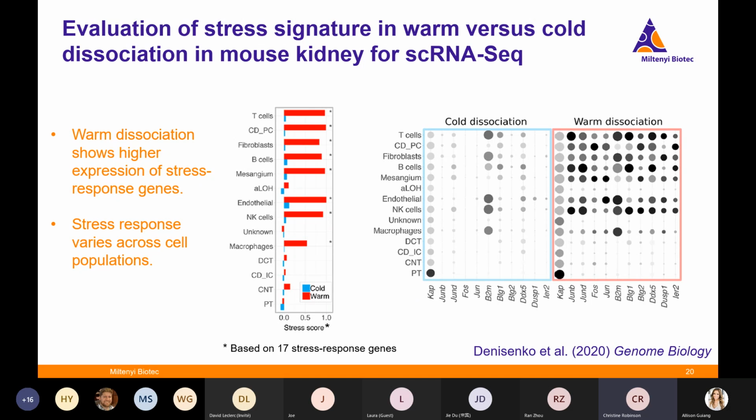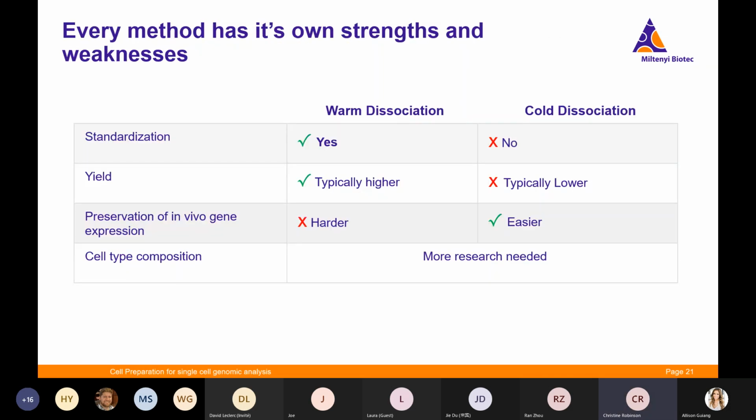They also looked and saw that the stress response does vary by cell type. So some cell types showed a significant upregulation of stress genes during the warm dissociation, and other cell types actually showed no transcriptional response. So that's really important for you guys to consider when you're looking at your single cell sequencing experiments. So on the next slide, I just have a summary of the differences between warm and cold.